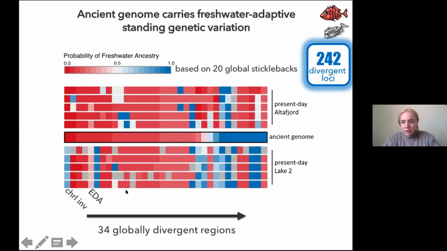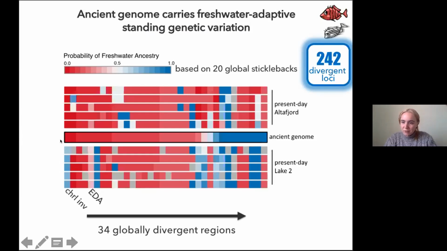So we can already see that even this ancient marine stickleback is showing some standing genetic variation of freshwater adaptive alleles, even in the sparse data. So this is pretty amazing. And then we can see that, well, Lake 2 is carrying the freshwater version for some regions when the ancient genome is carrying the marine version.